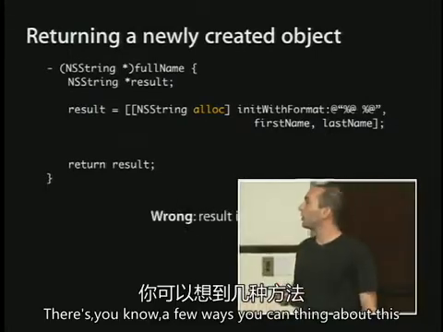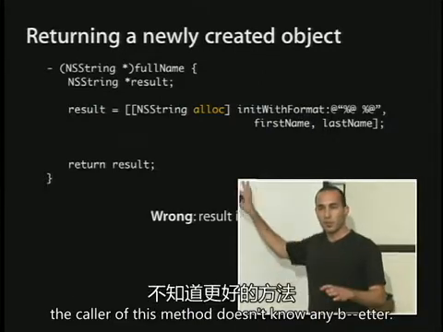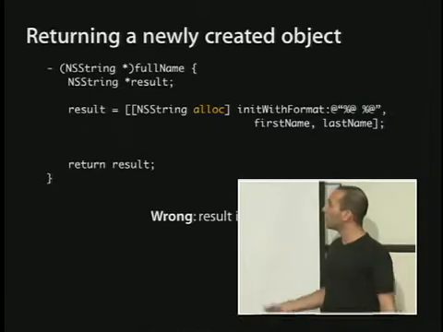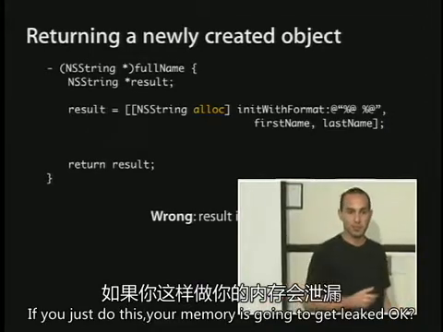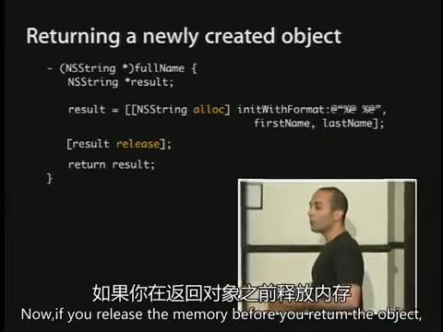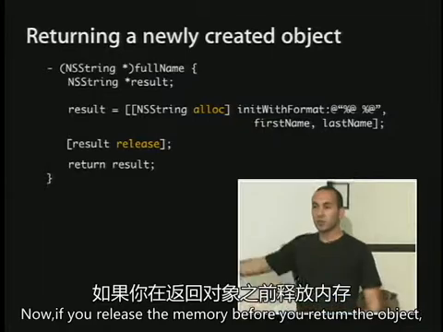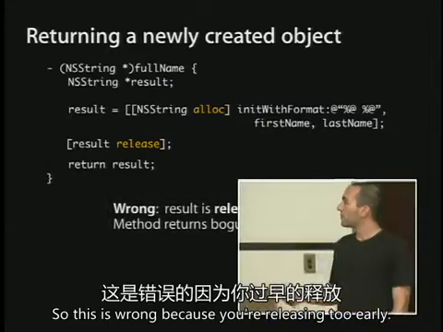There's a few ways you can think about this. If you did this, and let's say the caller of this method doesn't know any better, he just calls it. If you just do this, your memory is going to get leaked. Okay? Now, if you release the memory before you return the object, then you're returning garbage memory. So this is wrong because you're releasing too early.